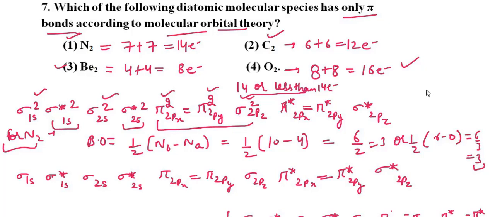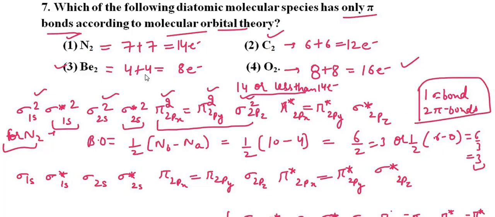And out of 3, 1 is a sigma bond and 2 are pi bonds, because we can see here pi 2px, pi 2py, these 2 molecular orbitals and sigma 2pz, these 3 participate in bonding. So 1 sigma bond and 2 pi bonds. So our option N2 is incorrect. We have to choose the option where only pi bonds are present.